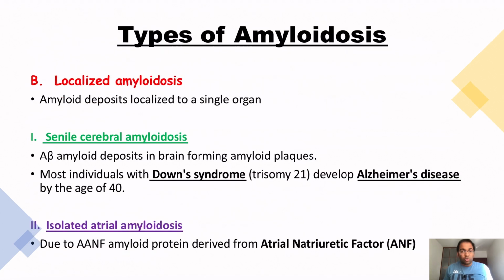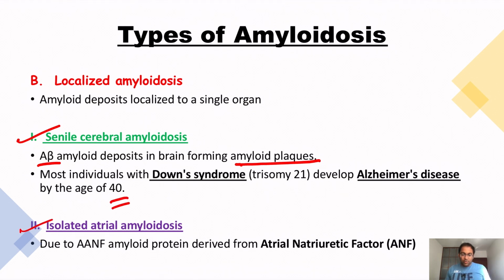Now let's go to localized amyloidosis. Here the amyloid deposits are localized to a single organ; they're not systemic. First is senile cerebral amyloidosis. Here we have A beta amyloid deposits in the brain which form amyloid plaques. Individuals with Down syndrome, which is trisomy 21, who have A beta amyloid deposits are much more prone to develop Alzheimer's at an early onset, by the age of 40 years. So I hope you understood this point.